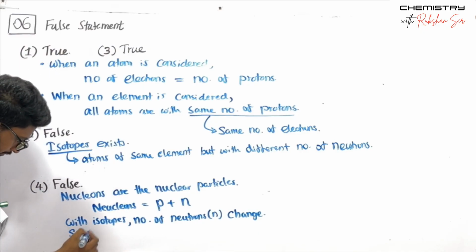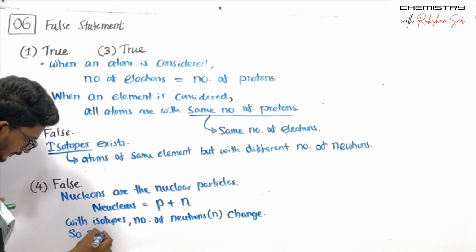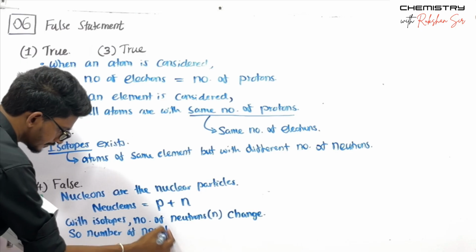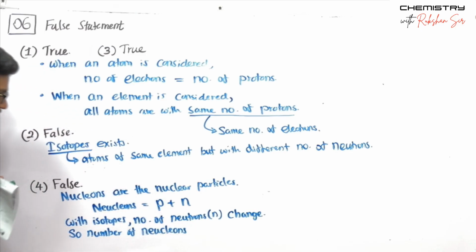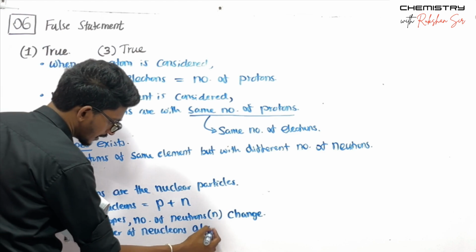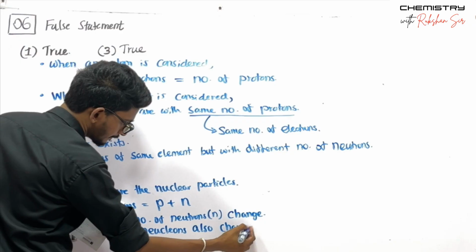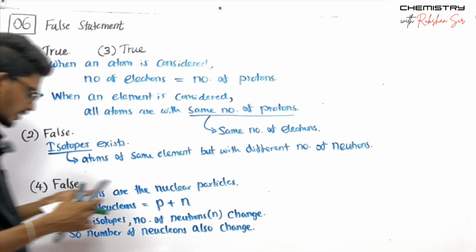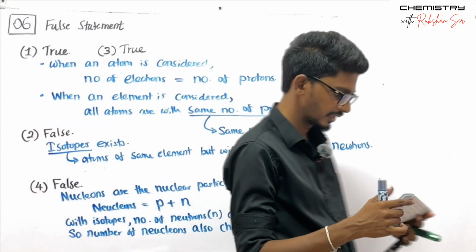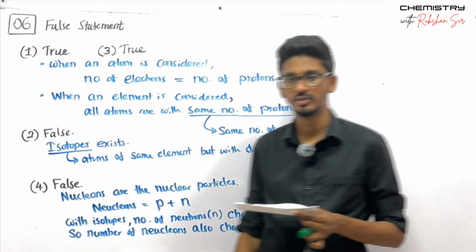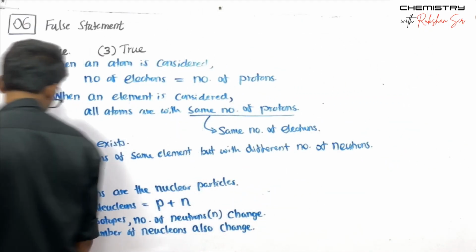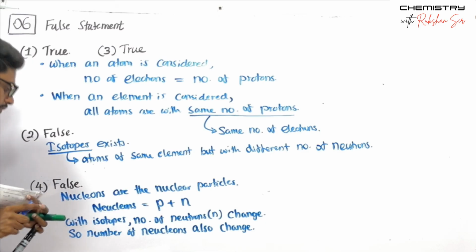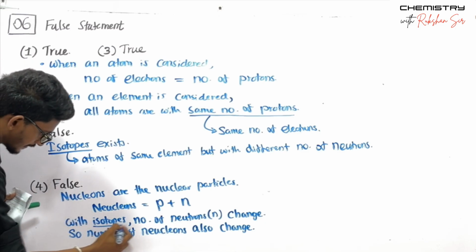So the number of nucleons also changes. Every atom in an element has an equal number of nucleons: that is false. The number of nucleons will change. That is what isotopes do. Again, with isotopes, this statement is not true.